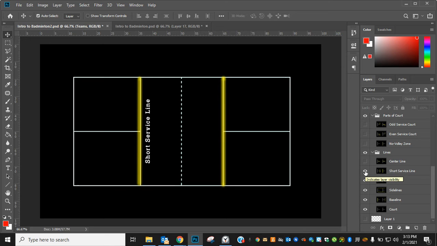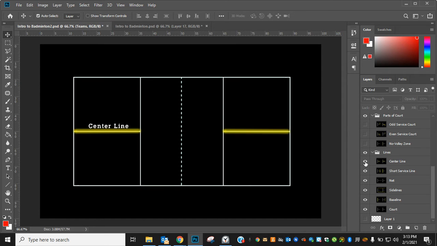This is the short service line. The short service line highlights or outlines an area of the court called the no volley zone. We will talk about this in just a couple minutes. This is the center line. The center line divides the back half of each side of the net into two equal service courts. We'll talk more detail about this in just a minute as well.